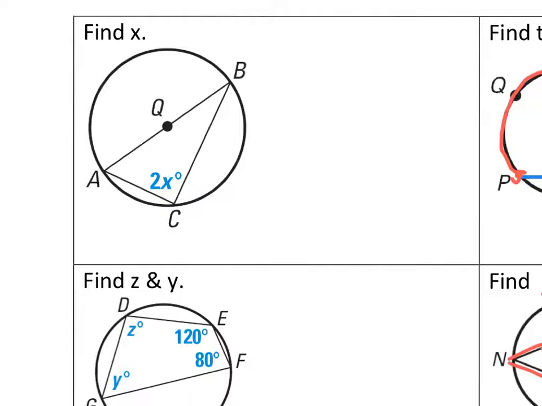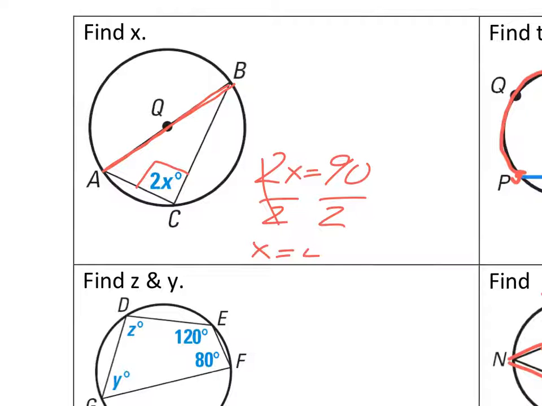So you see this example here, we check and we have a triangle with a diameter as one of my sides. Right away I can put a 90-degree mark there. So 2x equals 90. Divide by 2. X equals 45.